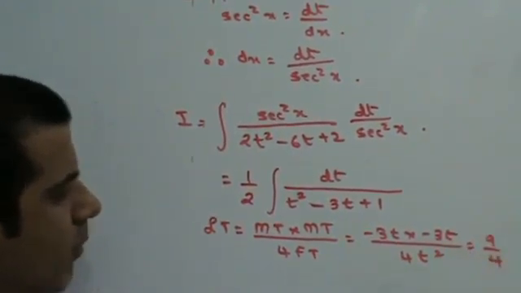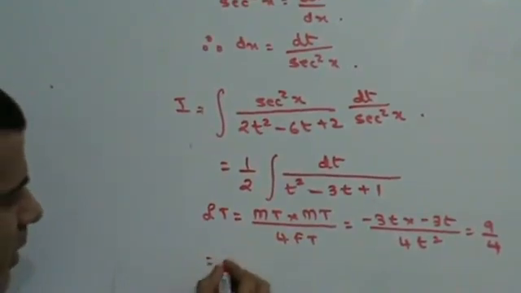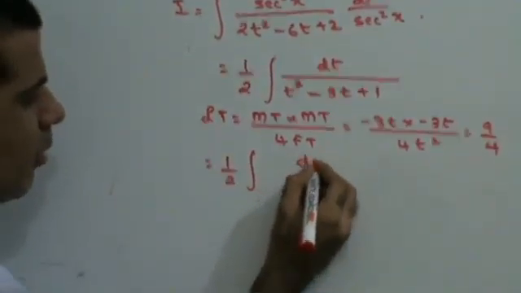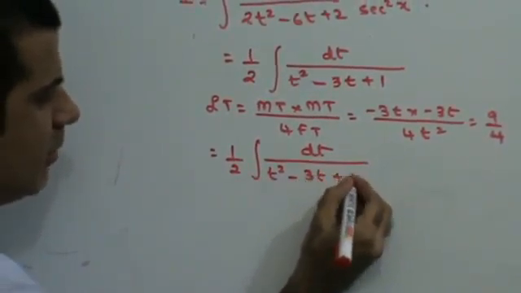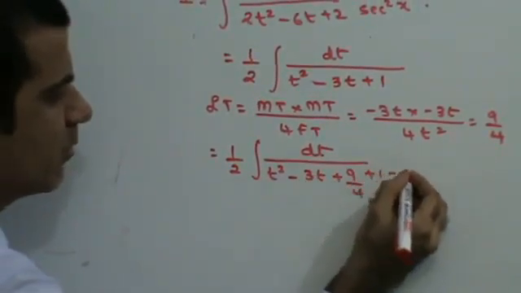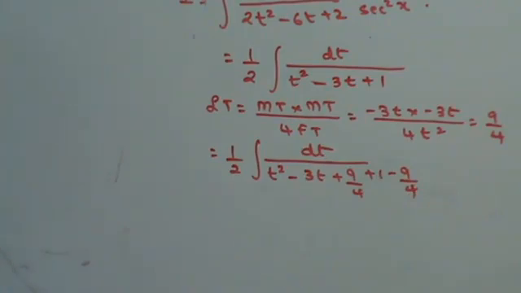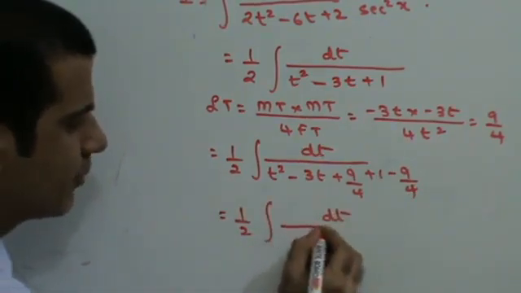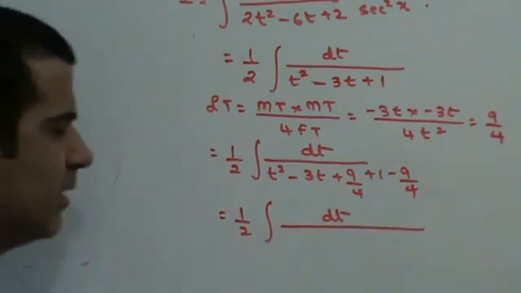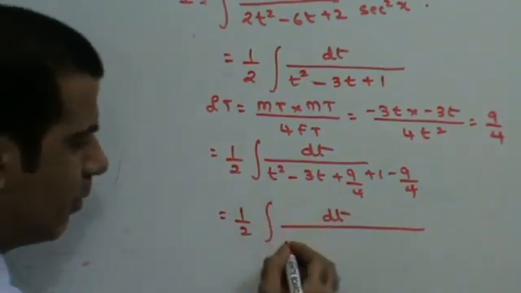That's 9 upon 4. This can be written as 1 upon 2 integral of dt upon t square minus 3t plus 9 upon 4 plus 1 minus 9 upon 4. This is 1 upon 2 integral of dt. Now, this can be written as a perfect square.